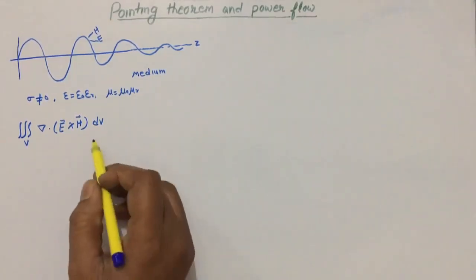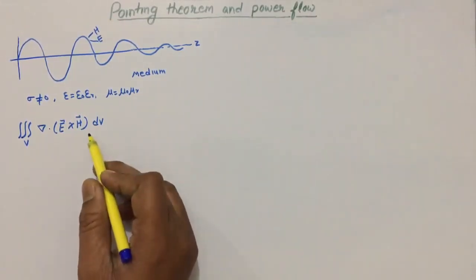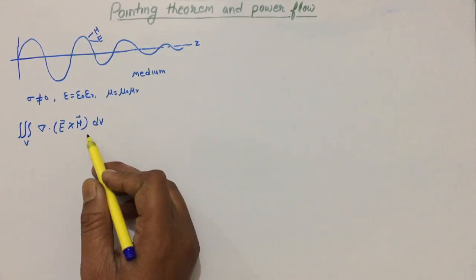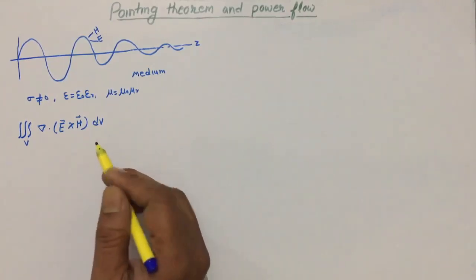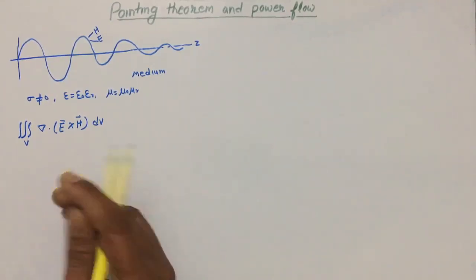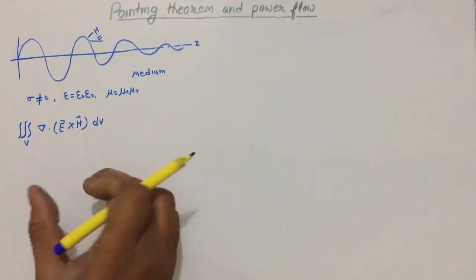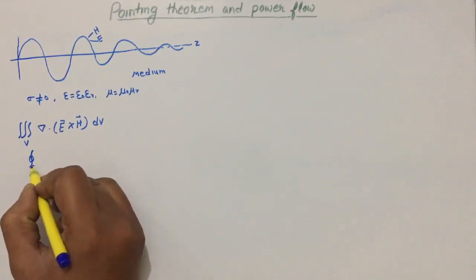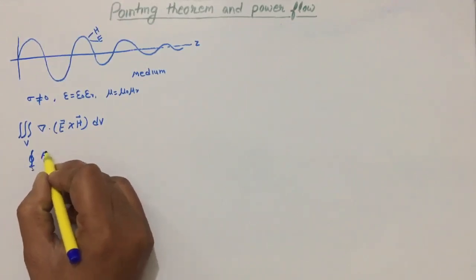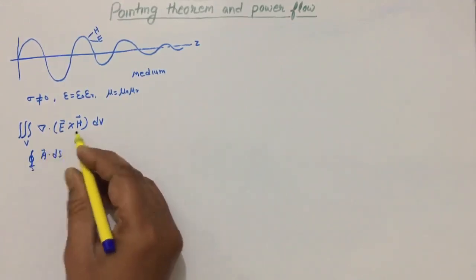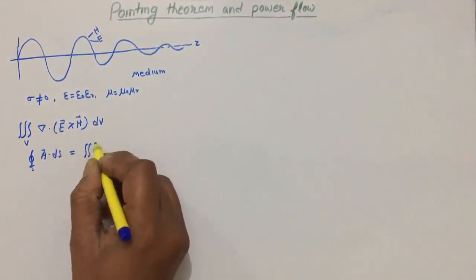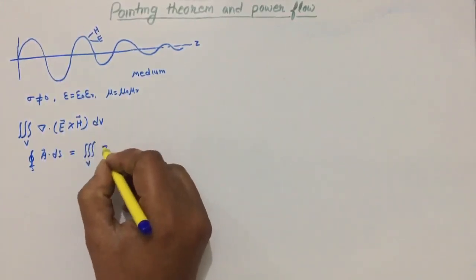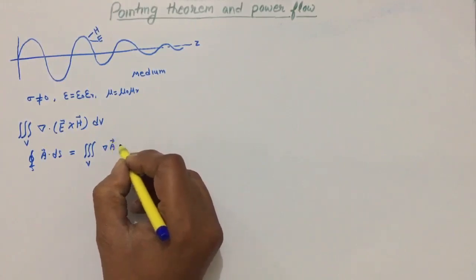Now we find it is for a given volume. Now let us transform it into a surface. That is possible by the divergence theorem, in which we can say surface and volume integrals can be related. For any closed surface, for any vector A, the integral of A dot ds can be written as the volume integral of del dot A.